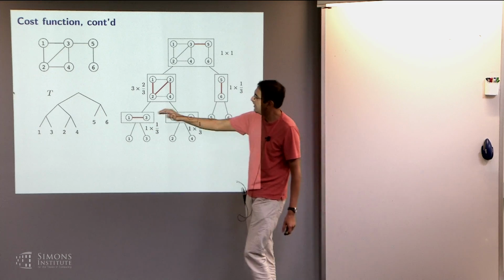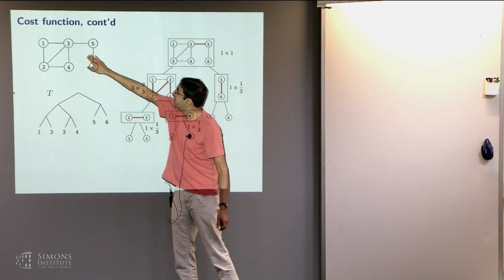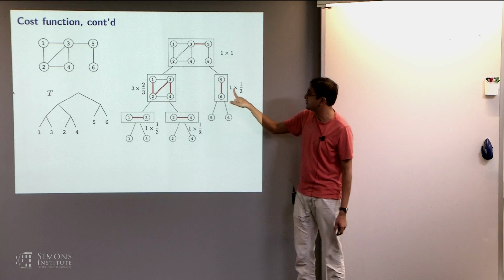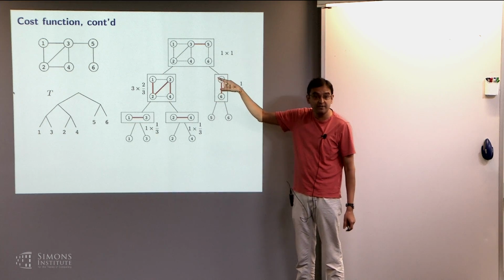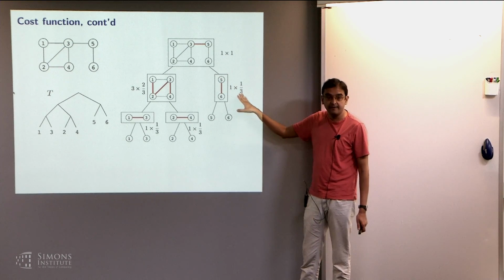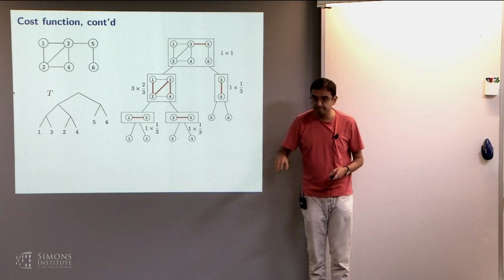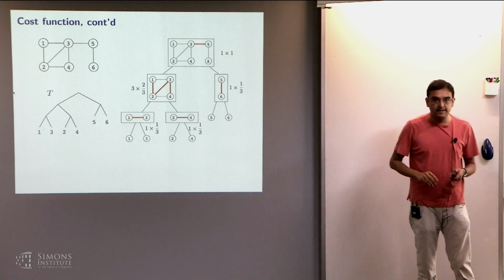Okay. On this side, we separate 5 from 6, so we cut this one edge. So we charge 1 for it, but only 1/3 of the data points were remaining at this point. So we multiply that by 1/3. Okay, and so on. So if there are any questions, just feel free to ask.